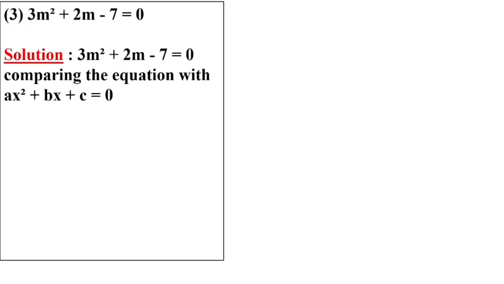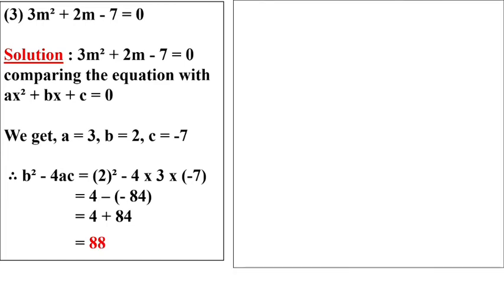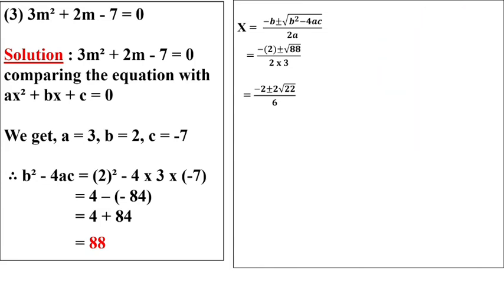Now third one. Same we will compare, we'll find the value of a, b, c, we'll find the value of b square minus 4ac. So here we get what? 88. We'll use the formula, substitute the value. Now 88 we will split in the prime factor method. So what will come? 4 into 22. 4 is the square of 2, so 2 will come out. 22 will go in the under root.